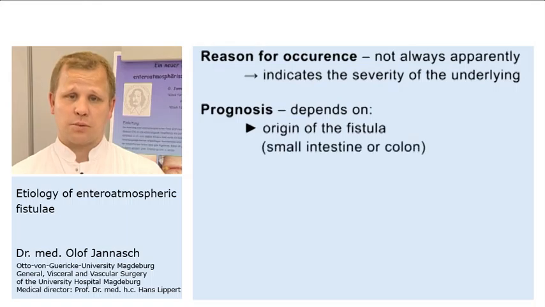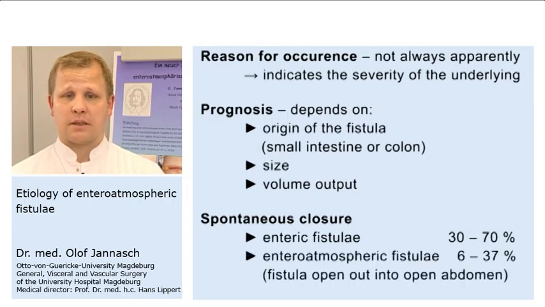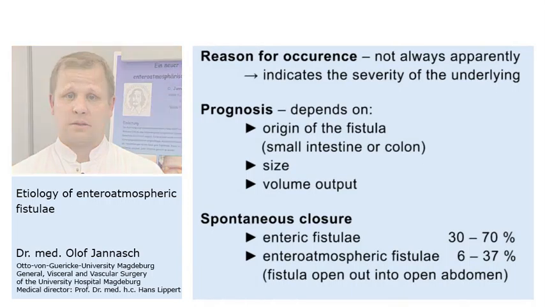The origin of the fistula can be assigned to the small intestine or colon. Size and volume output are also of importance. Spontaneous closure of enteric fistulae can be expected in 30 to 70% of cases. Fistulae open out into an open abdomen are less likely to close spontaneously. The rate is as low as 6 to 37%.